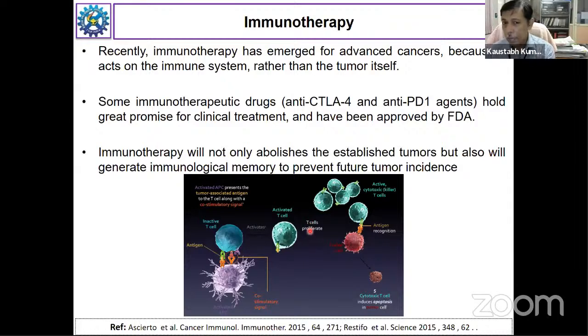Now you have all heard about immune checkpoint therapy. It is nothing but there is a checkpoint in the immune system, and if we can block this checkpoint, then we can easily activate these cytotoxic T cells, which can generate the antigenic response and also kill the tumor cells.